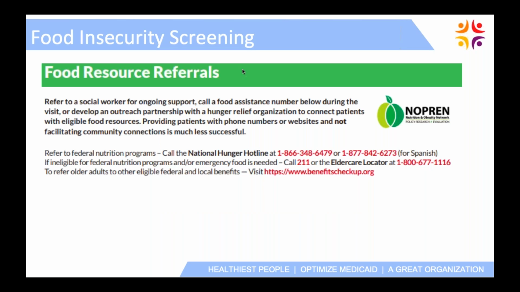So on this same protocol that we've been looking at, there's some suggestions here of where to refer folks who are food insecure for resources and help. There's a couple of national hotlines here, so the National Hunger Hotline, or 211. If you have a senior patient or a client, there's the Elder Locator. So those are just a couple of resources there.